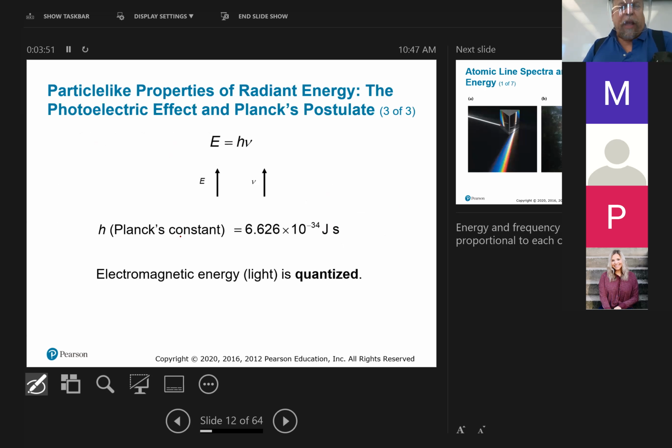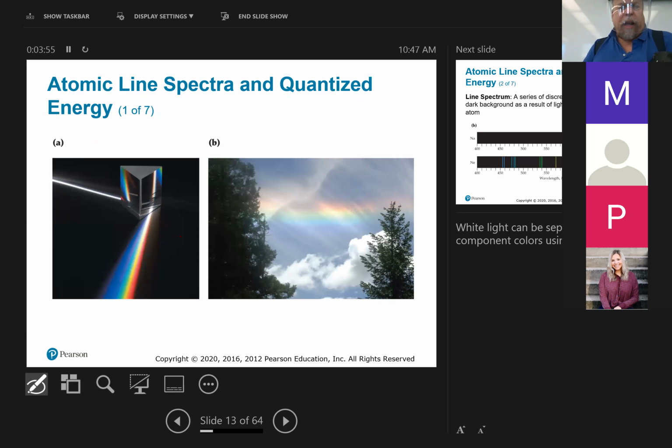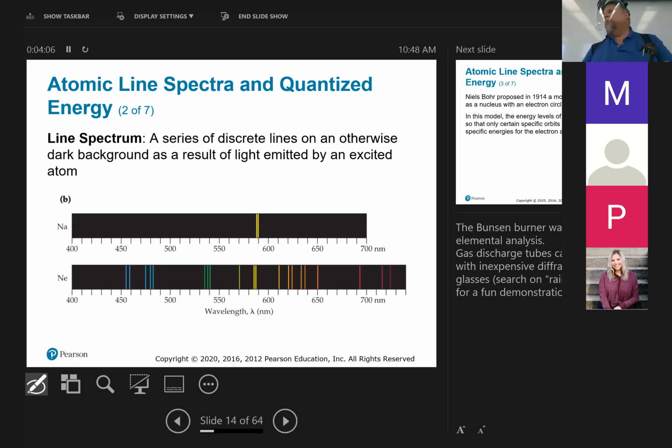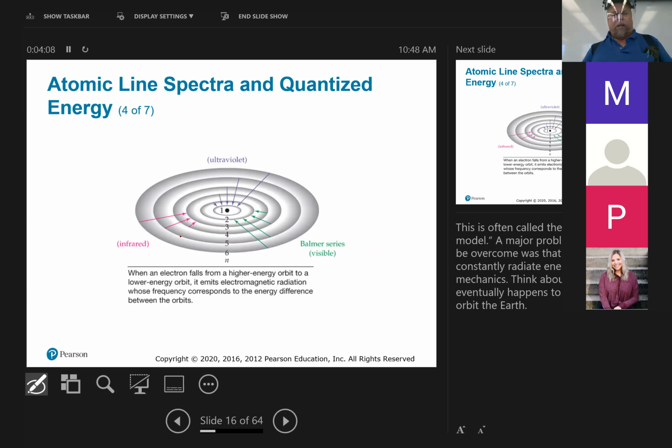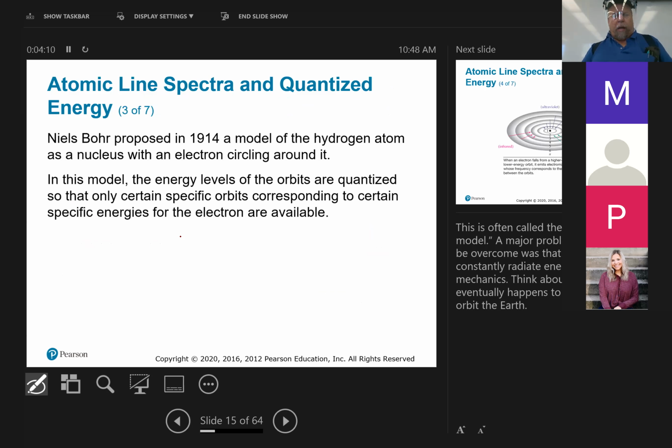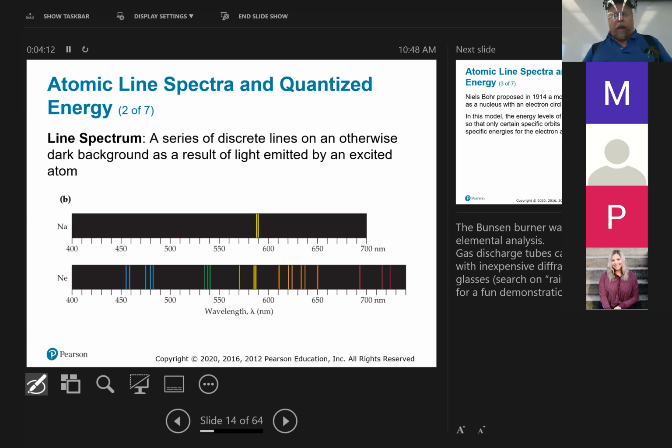And so again, they have Planck's constant there, and it's quantized. And right now, we don't really understand what the quantization is, and I will get into that next time. And this kind of introduces the atomic line spectrum there. And I'll go back to the hydrogen atom next time.